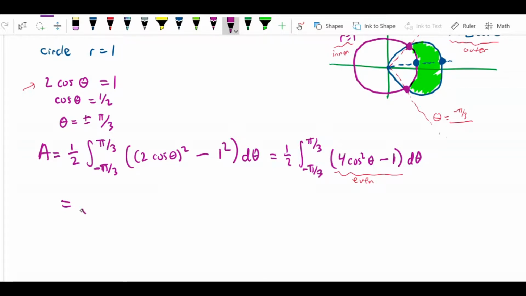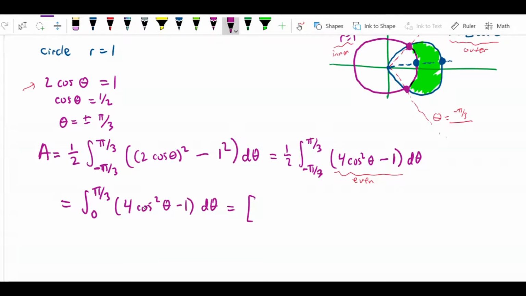So this is going to be equal the integral from 0 to pi over 3. In other words, I change the bottom limit to 0 and I double the integral there, which removes the factor of 1/2. So that's going to give me 4 cosine squared theta minus 1 d theta.